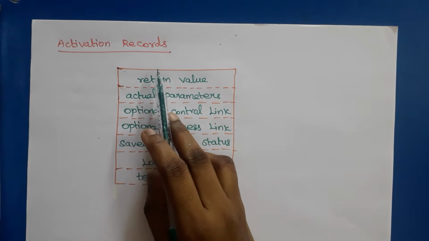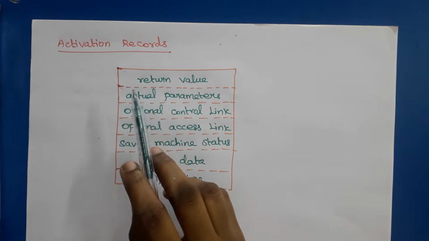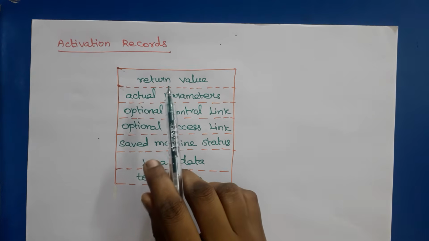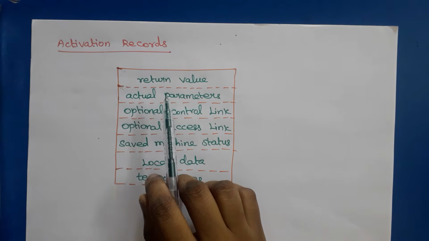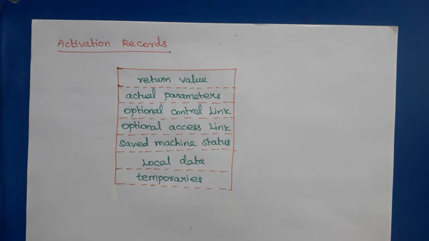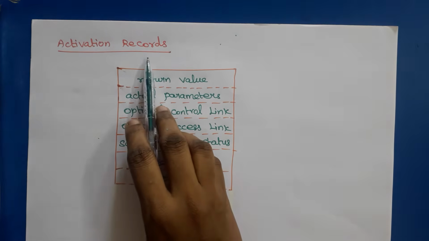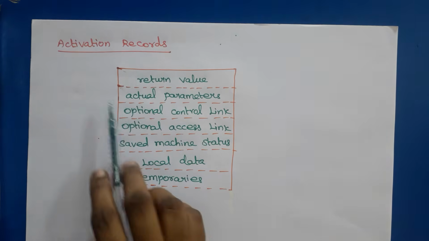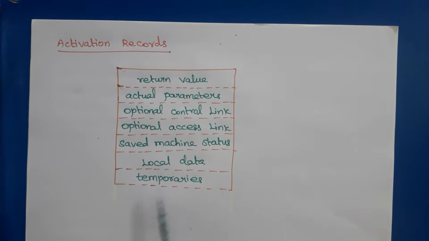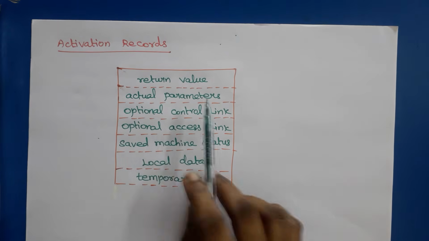Next one is activation records. Whenever a procedure call occurs, the information in a procedure must be stored in a block of storage. That block of storage is called an activation record or frame. This activation record has some fields. We will discuss all the fields.